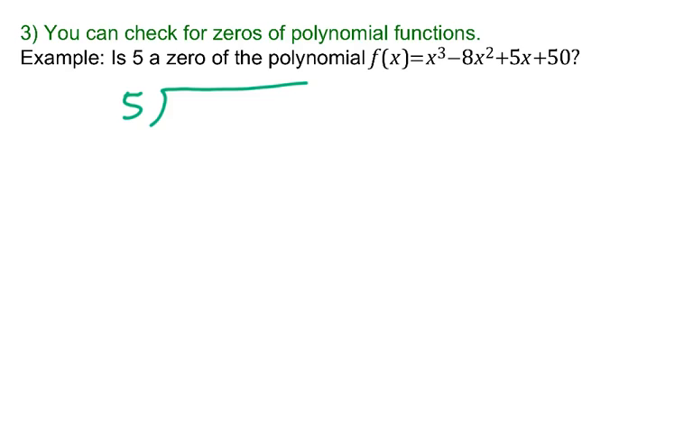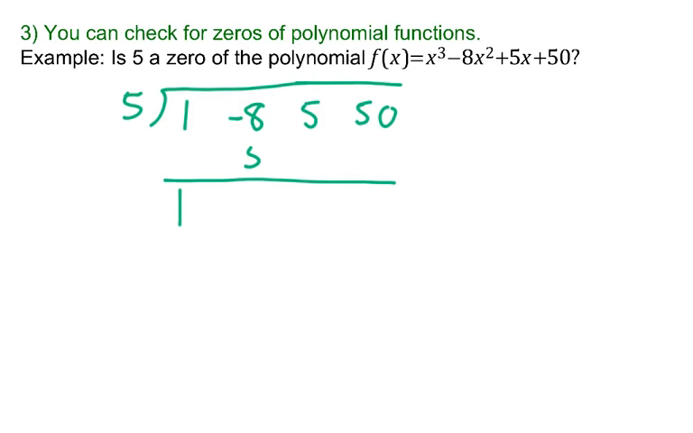Then put the coefficients of the dividend underneath, or the function itself, 1, minus 8, 5, and 50. And you run through the synthetic division again. The 1 you copy down, 5 times 1 is 5, negative 8 plus 5 is negative 3, 5 times negative 3 is negative 15, 5 plus negative 15 gives me negative 10, 5 times negative 10 gives me negative 50. 50 minus 50 gives you a 0. That's exactly what you're hoping for.